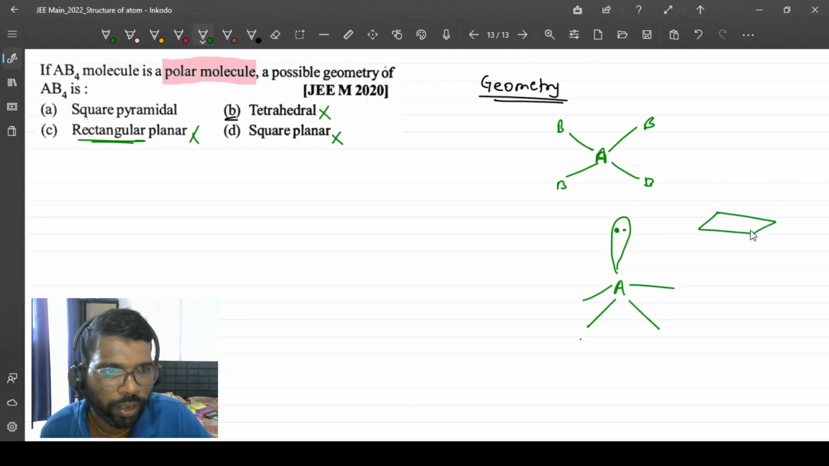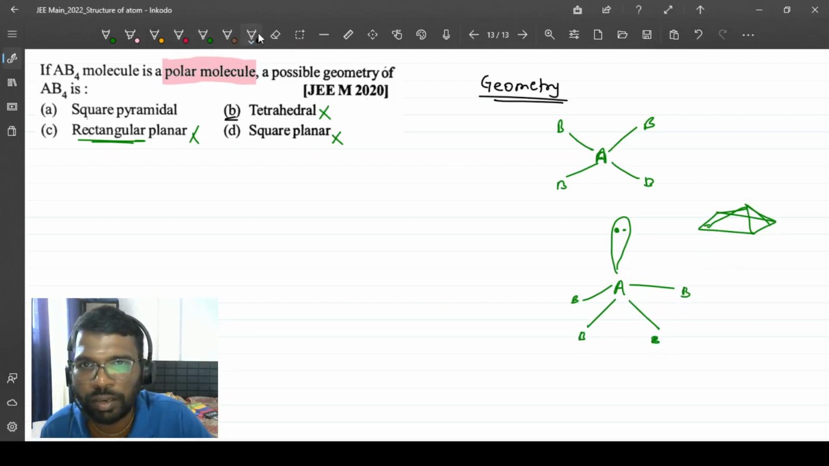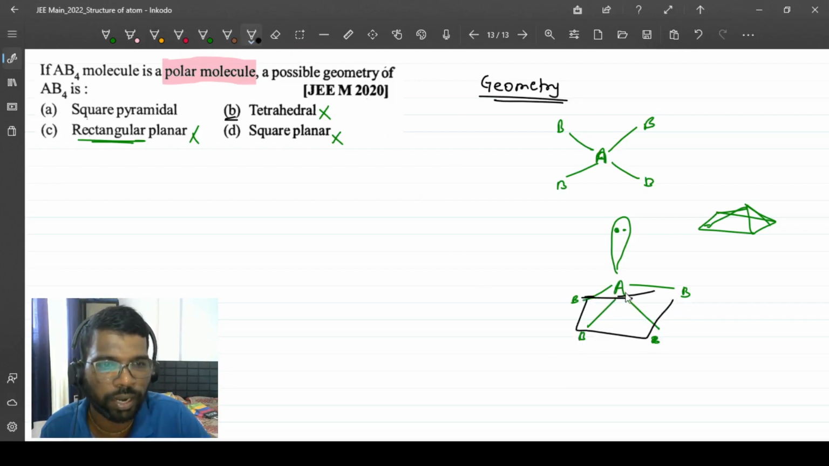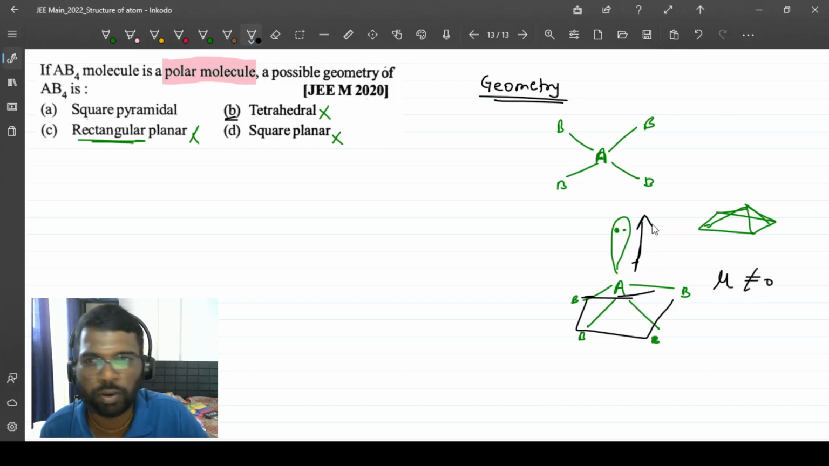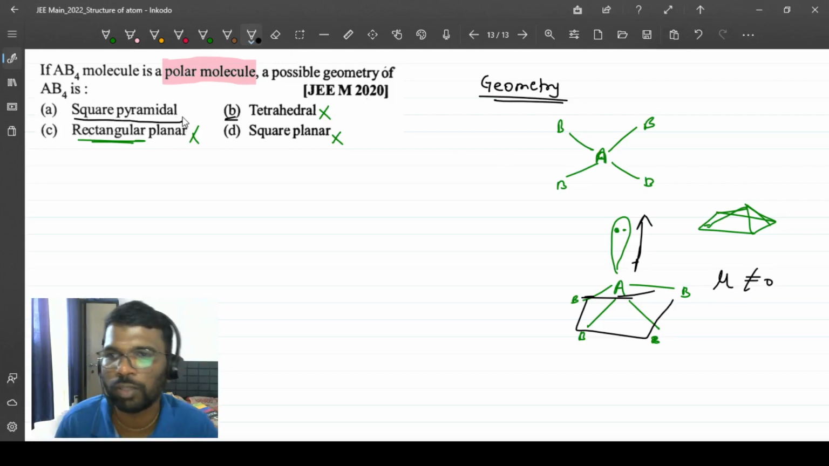This is a square, and this will be like a triangle forming, isn't it? So this is my B, B, B, B, right? This is the square which is forming, A is at the center of the square, and this is the lone pair. This will also have some dipole moment. Even if the others cancel, the net dipole moment won't be equal to zero. So the correct option for this is square pyramidal.